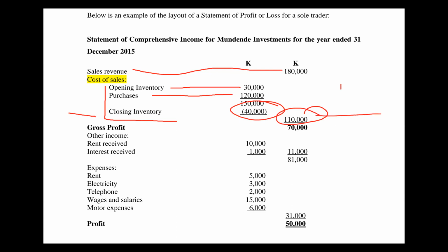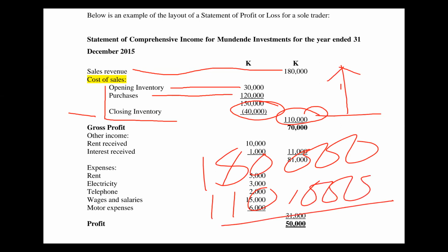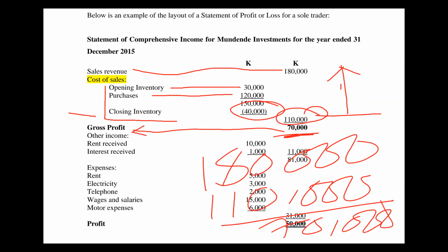Once we subtract that, the sum that we get is the 100 and what? And 10. This 110 will be subtracted from this 180. So you say 180,000 minus 110 what? 1,000. Once you subtract that, you have 70,000. This 70,000 is called the gross what? The gross profit.